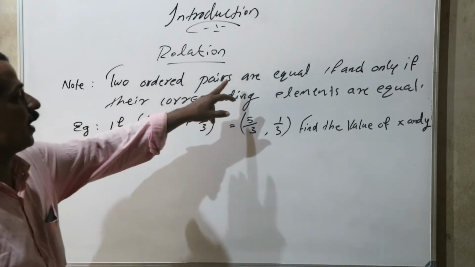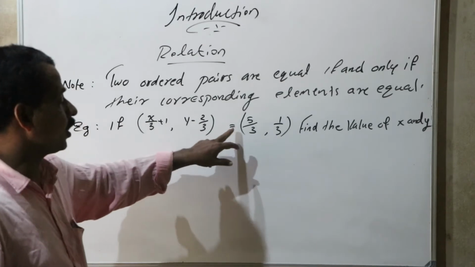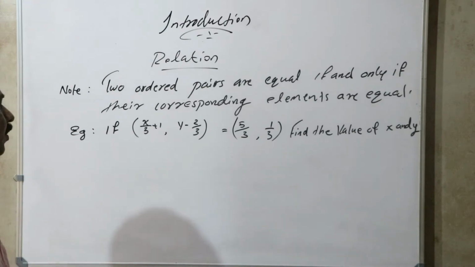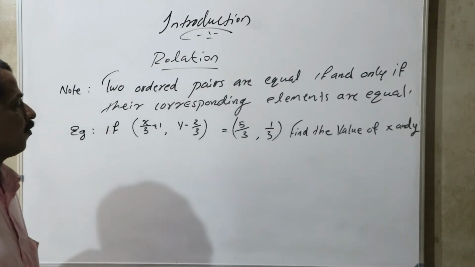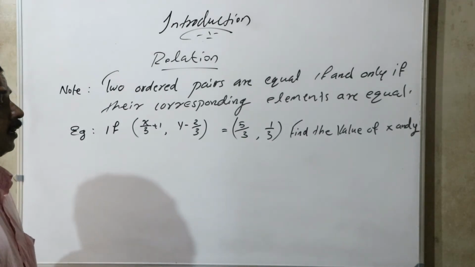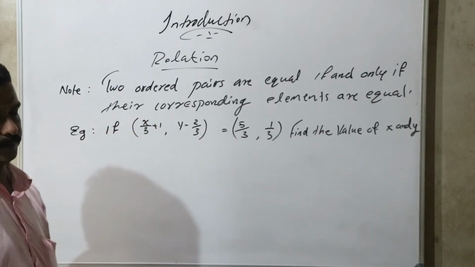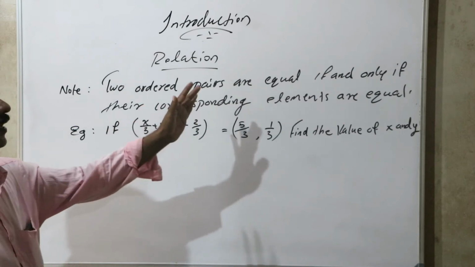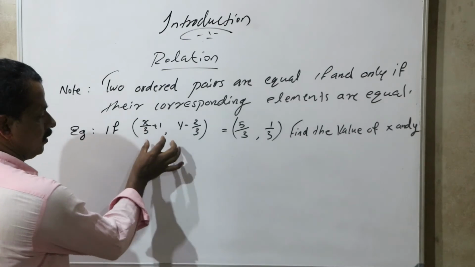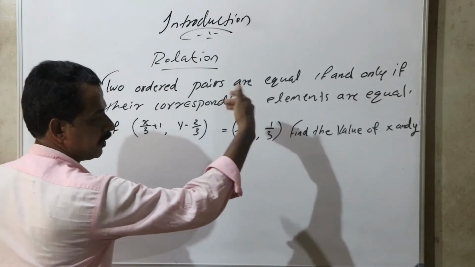Two ordered pairs are equal: this ordered pair equal to the next ordered pair. Example: if (x/3 + 1, y - 2/3) equals (5/3, 1/3), find the values of x and y. Two ordered pairs are equal, so their corresponding elements are equal. Corresponding elements: x/3 + 1, the x representative, and 5/3, the x representative of the next ordered pair.